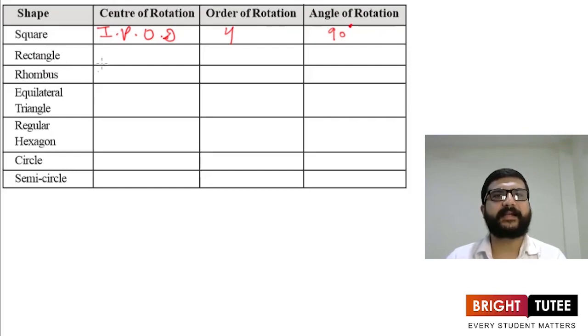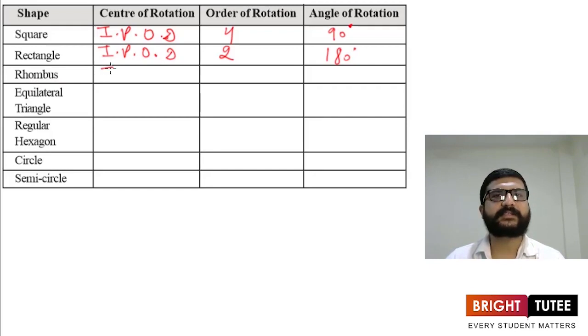Now the second one is rectangle. Again the center of rotation is IPOD, that is the intersecting point of diagonals. And what about order of rotational symmetry this time? It is 2 and the angle of rotation will be 180 degrees because we get the same rectangle back if it is rotated by 180 degrees. And when we complete the revolution of 360 degrees, there will be 2 positions where we get the same rectangle back again.